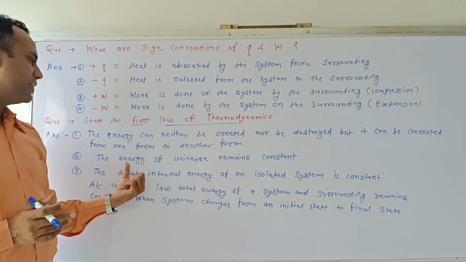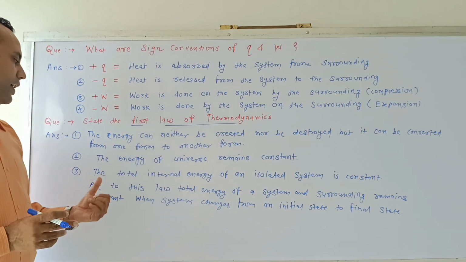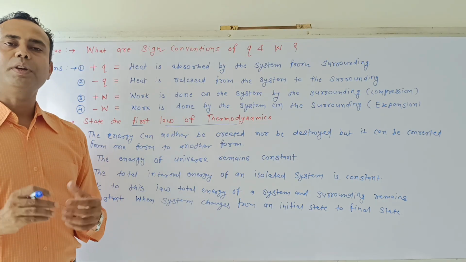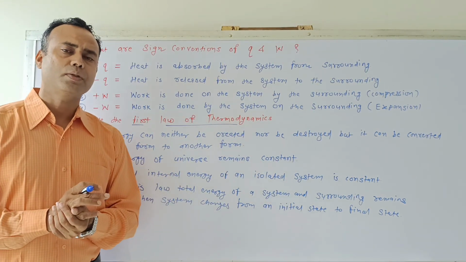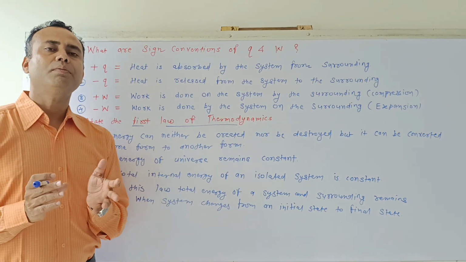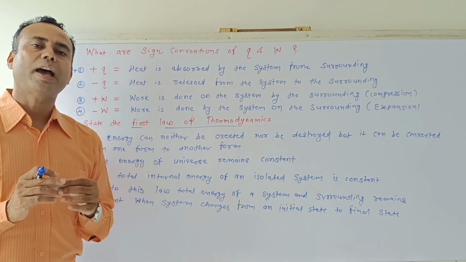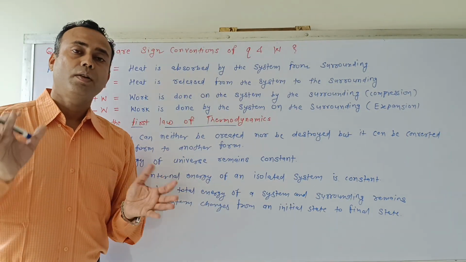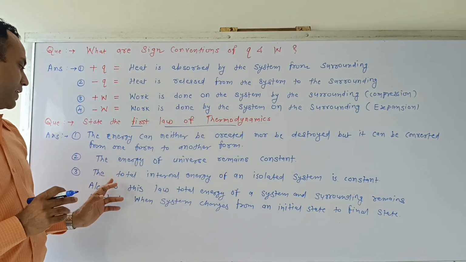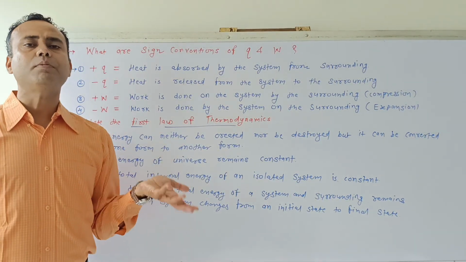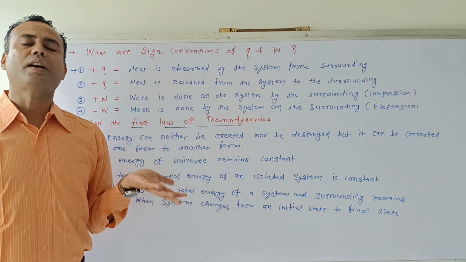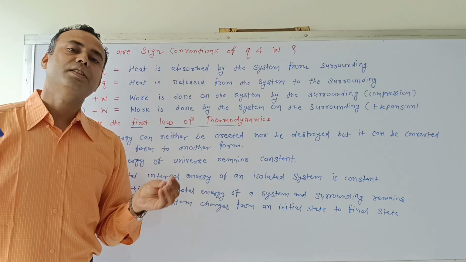So that is the second, that is energy of universe remain constant. And number 3, the total internal energy of an isolated system remain constant. Isolated system we have seen. Isolated system means the system where there is no exchange of heat as well as energy with the surrounding. Means the hot tea placed in a thermos flask. In isolated system, no exchange of matter, no exchange of energy. That's why in isolated system, total internal energy remains same.